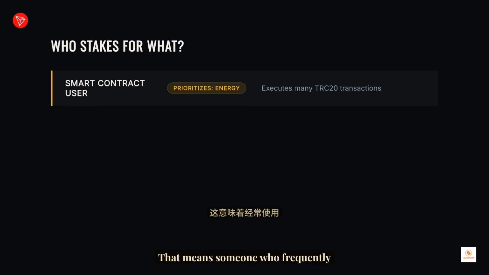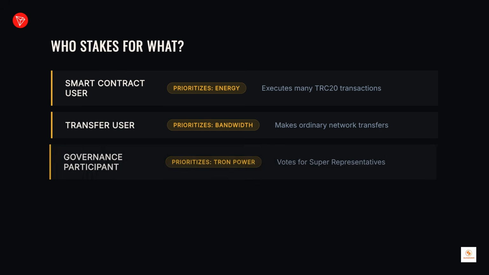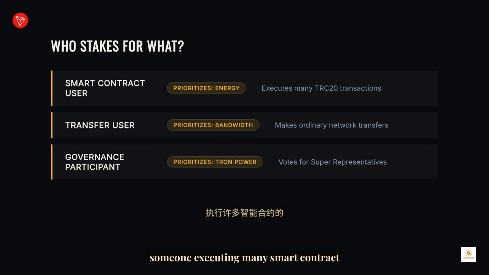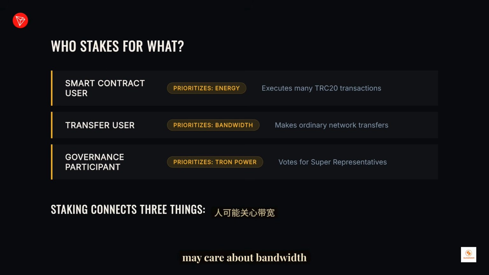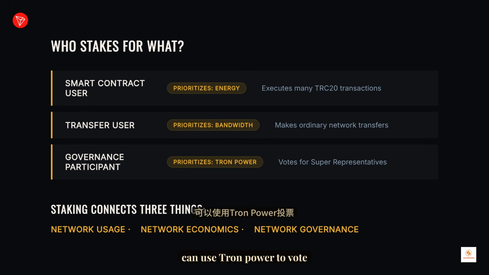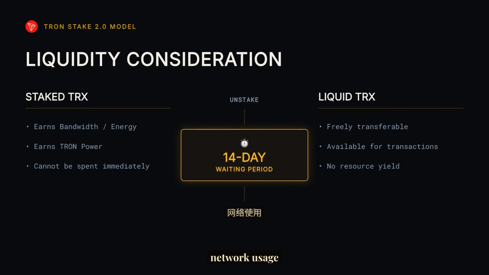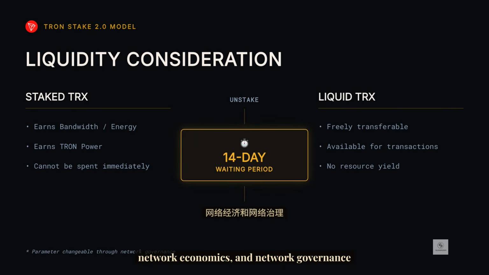That means someone who frequently uses the network can stake TRX, partly to reduce recurring resource costs. Someone executing many smart contract transactions may prioritize energy. Someone making ordinary transfers may care about bandwidth. And someone participating in governance can use TRON power to vote for super representatives. Staking therefore connects 3 things: network usage, network economics, and network governance.